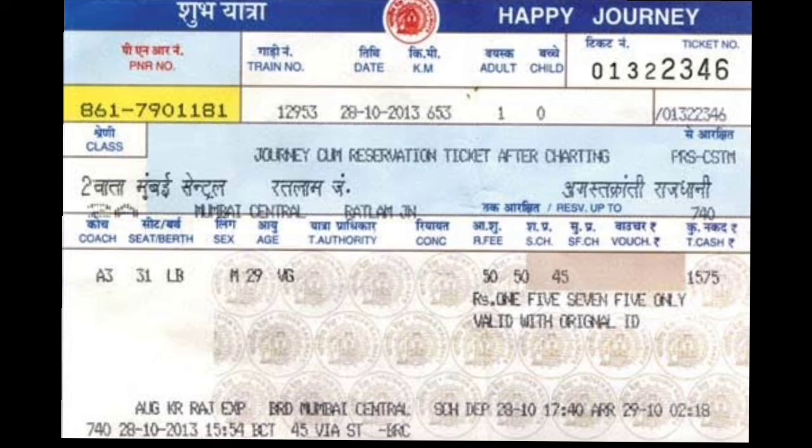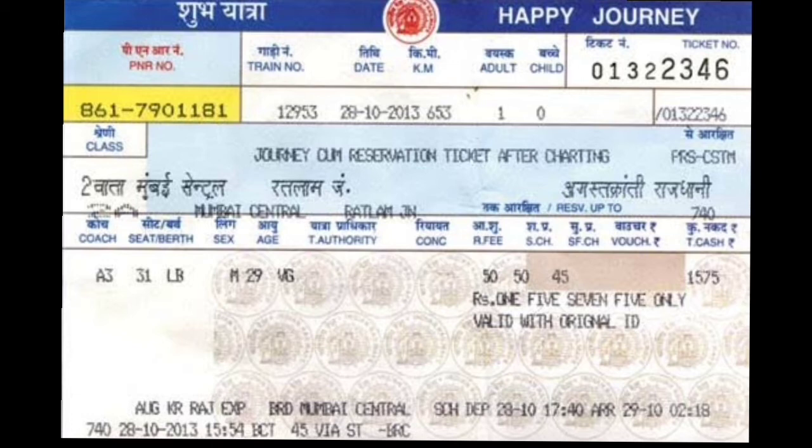After that, there is a date which shows the date of journey, when you are going to commence the journey. And then of course the kilometer is reflected, which shows how far the place is where you're traveling. Below that we can see coach, seat, berth, sex and age. The most important thing which you have to keep in mind is coach.